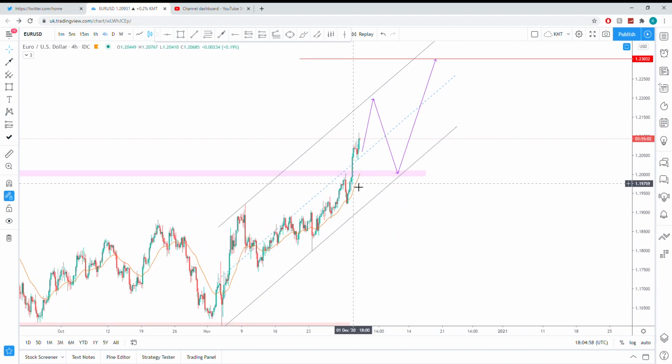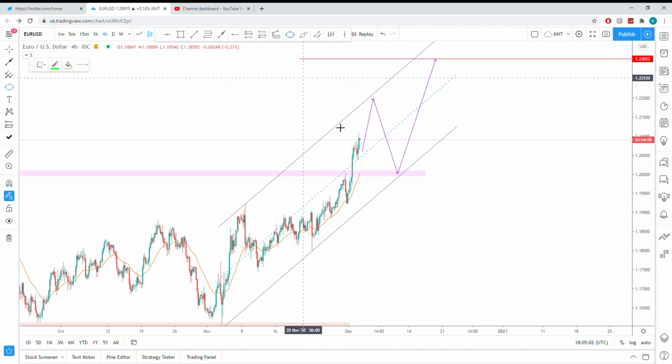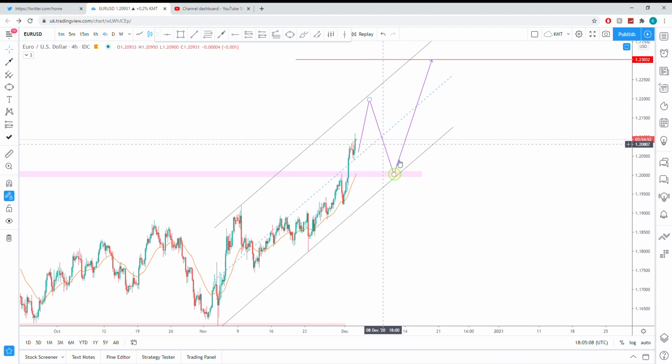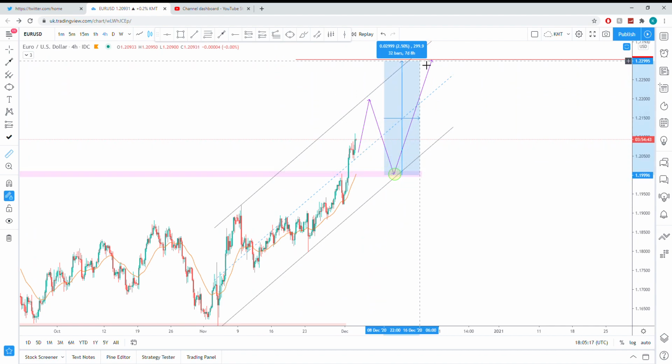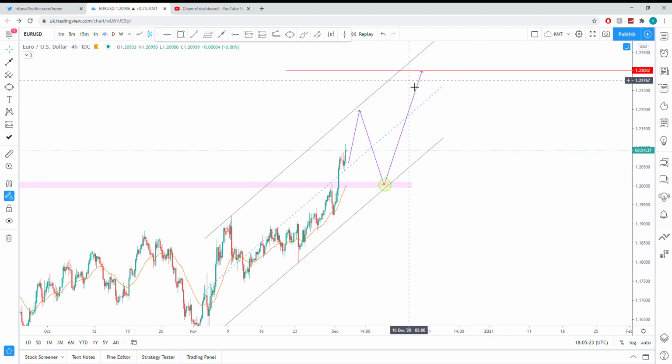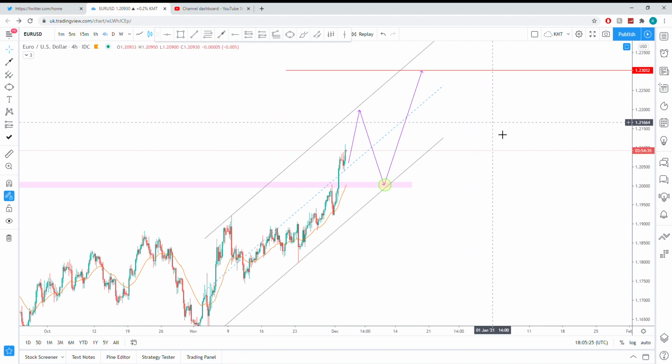So I want to see price pretty much do something like this, where we get that return into 1.2 as the possible retest. Again, I think this would be the best scenario to look at and trade into, and seeing if we can get into 1.23. That's around a 300 pip move. We'll obviously look at 1.22, but ideally I want to see if we can get to 1.23.